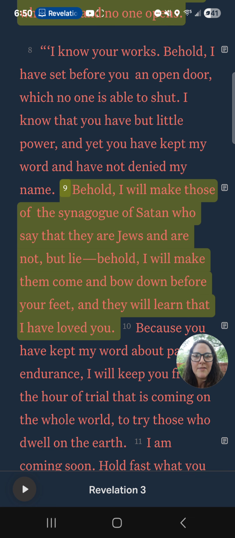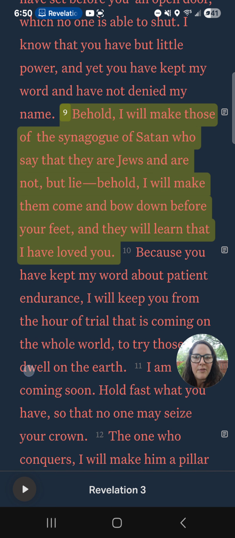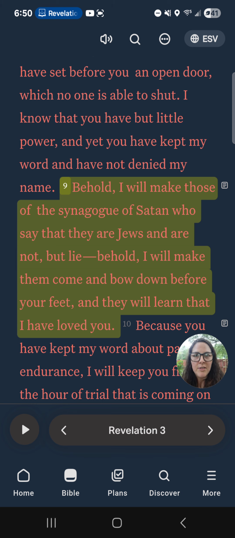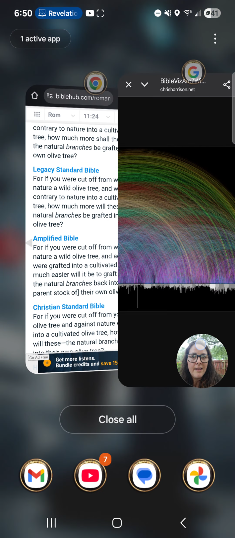Behold, I will make these of the synagogue of Satan, who say that they are Jews and are not, but lie. Behold, I will make them come and bow down before your feet, and they will learn that I have loved you. So 7 lampstands, and out of those 7, only 2, Jesus doesn't say anything against them. I mean, that is a pretty good case.